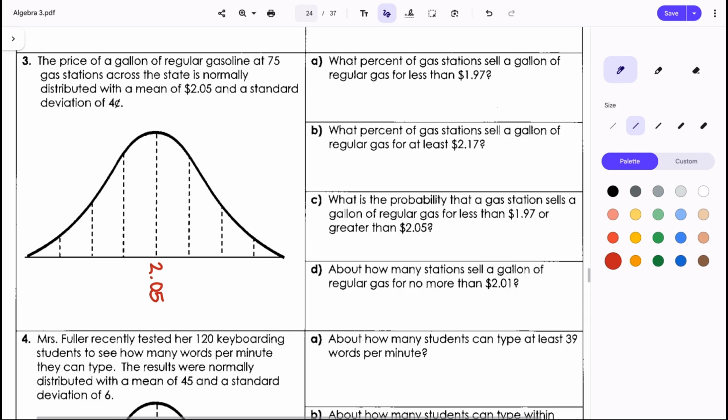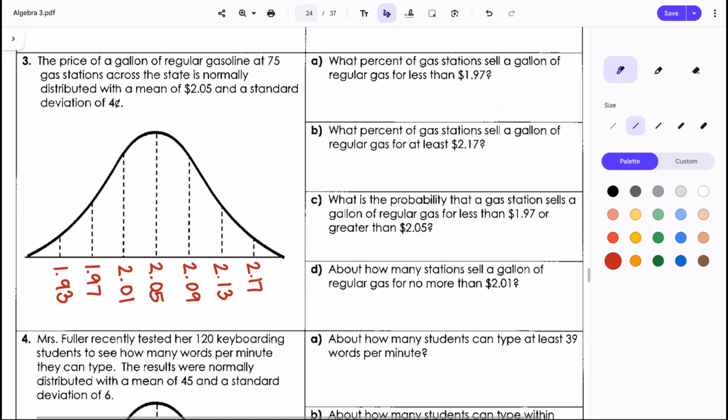So if we fill out the top, if we add 4 pennies each time, it's 2.09, 2.13, and 2.17. What would be my lower numbers? What would be 4 cents less than $2.05? Oh, my bad. That's this one, yep. This one would be 2.01, and this last one, 1.93.